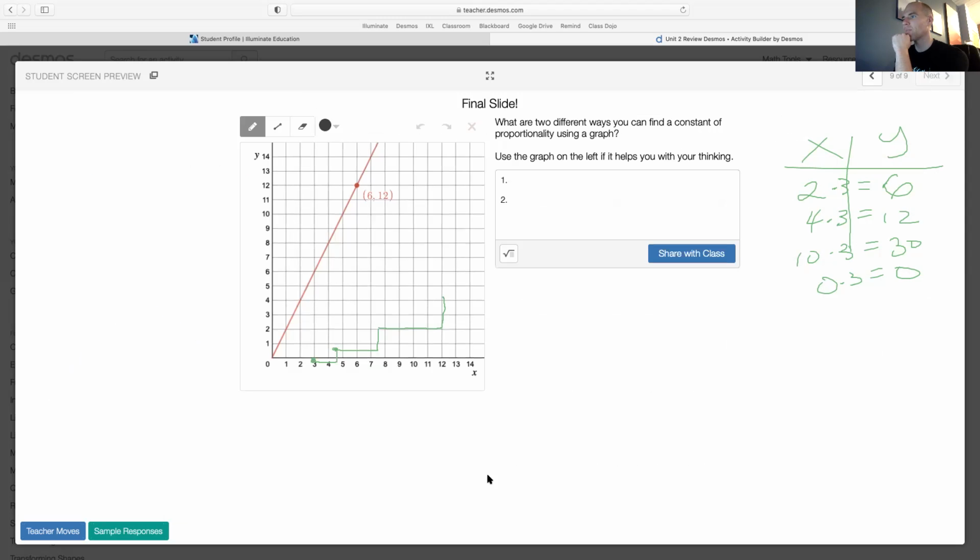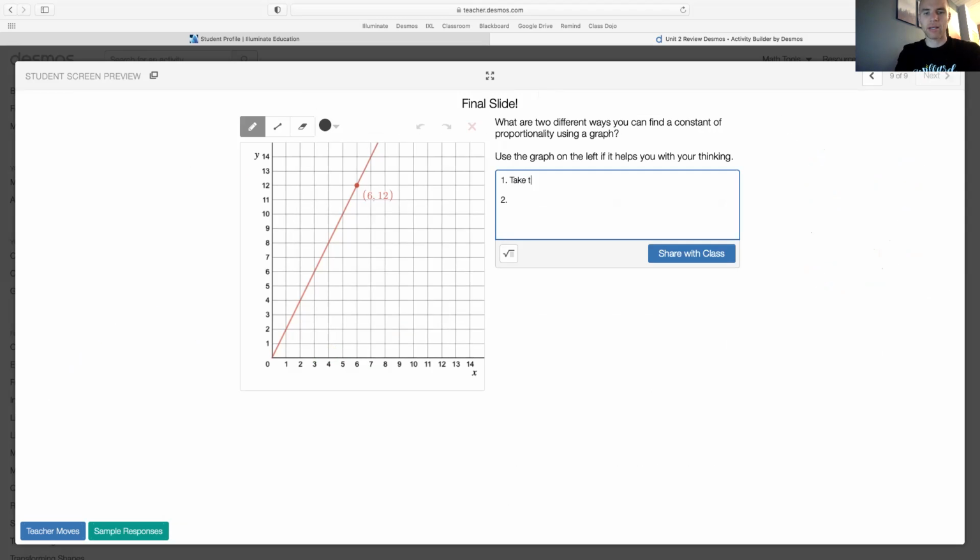All right, let's move on to the last one. What are 2 different ways you can find a constant of proportionality using a graph? Okay, so 1, take the y value from a point and divide by the x value. So in this case, it'd be that 12 divided by the 6, and the k is going to be 2. Second strategy, look for the 1, k point. The k is the y value.